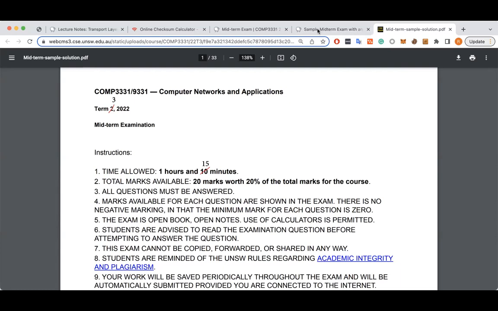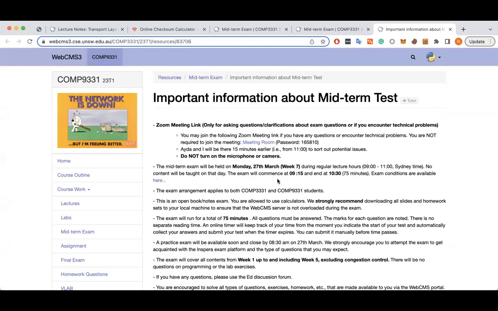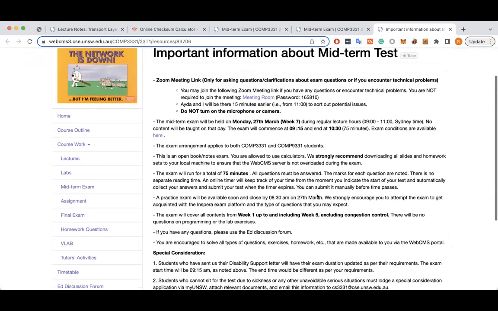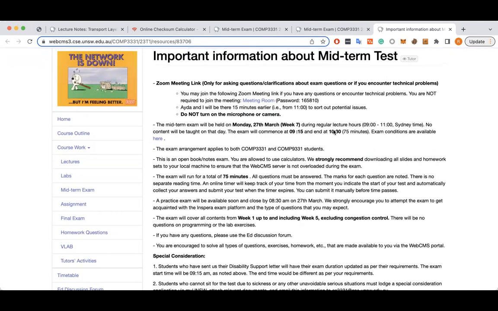Okay, so this is the correct one. 75 minutes, and this is Sydney time. So if you are in a different country, you need to be aware of this. For the midterm exam, this one is very important. So don't be late, otherwise you will lose your time.